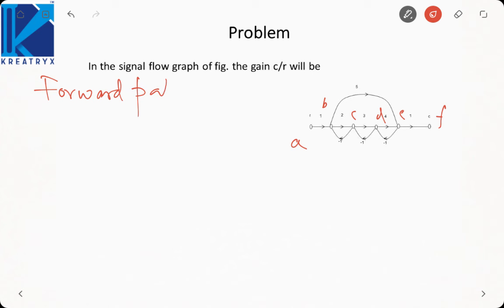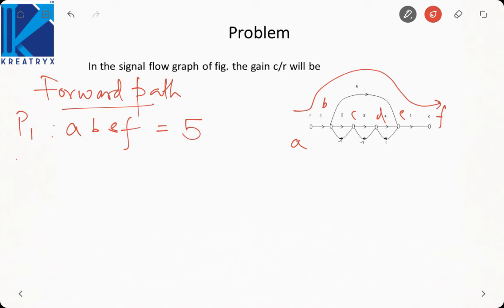That is from input towards the output node. So I can go like this: A, B, E, F. Okay, that is like this. So the gain of this path, let me call it P1, is equal to 1 into 5 into 1, that is 5.